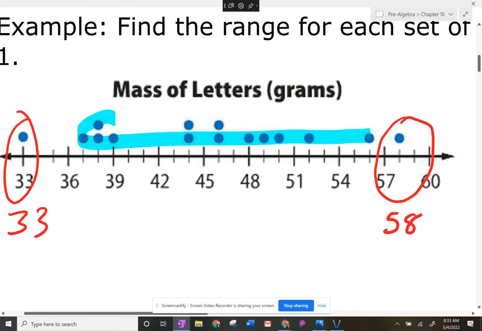Do I care about this data right now? No, I do not. If I'm looking for the range, all I care about is this 58 and this 33. All this stuff in the middle can be used for other pieces of data that we'll do later. But if I'm just looking for the range, I don't have to worry about that. If you see a chart, all you need to worry about is the biggest number and the smallest number. If you see a list of numbers, all you need to look at is just the biggest and the smallest.